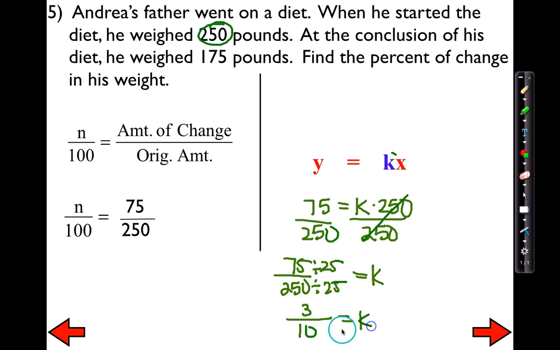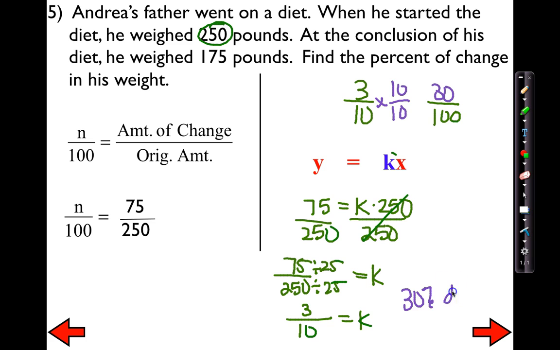This is not a percent though, but I can easily change 3/10 into a percent by simply multiplying both the numerator and denominator by 10. So this means it's 30%. So once again, it is a 30% decrease. Why is it a decrease? Because Andrea's father lost weight instead of gaining weight.